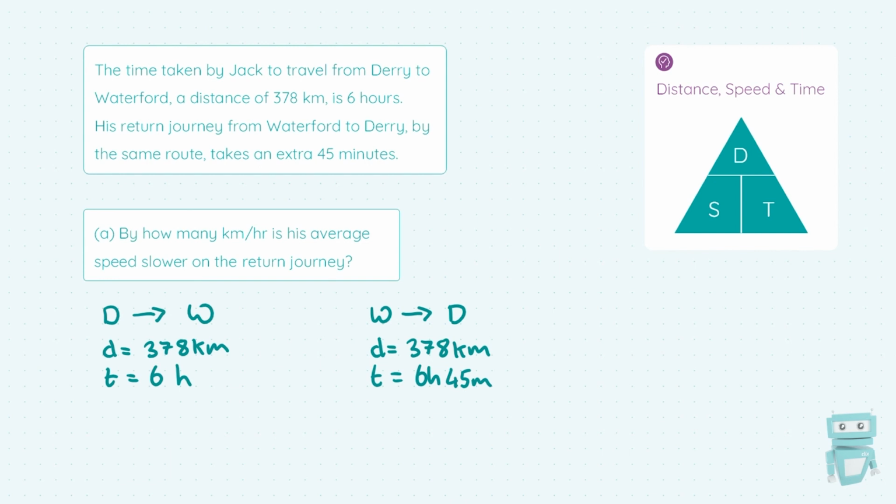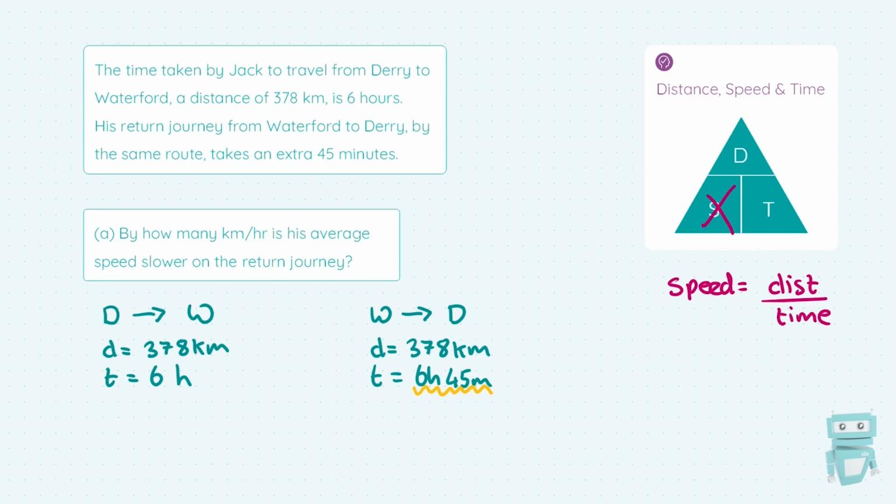And then what we're asked to do is find by how many kilometers per hour is his average speed slower on the return journey. So we need to find the speed here for both journeys. So I'm consulting my distance, speed and time triangle. I'm covering S for speed, and I'm going to say my speed here equals my distance divided by time. And then I'm going to launch numbers into the formula. But before I do that, I'm looking at the return journey and saying that the time here is in mixed units. It's in both hours and minutes.